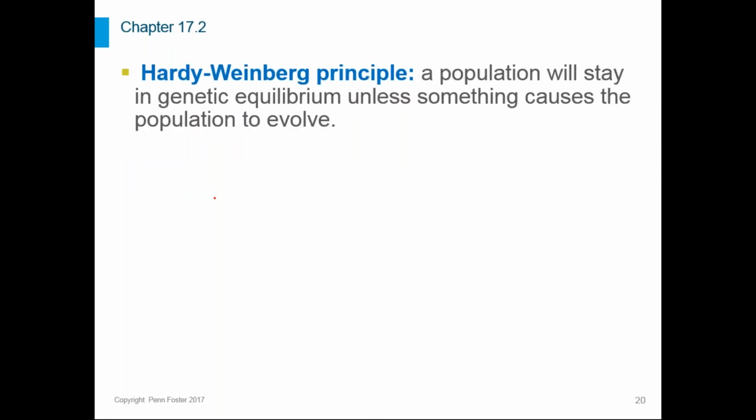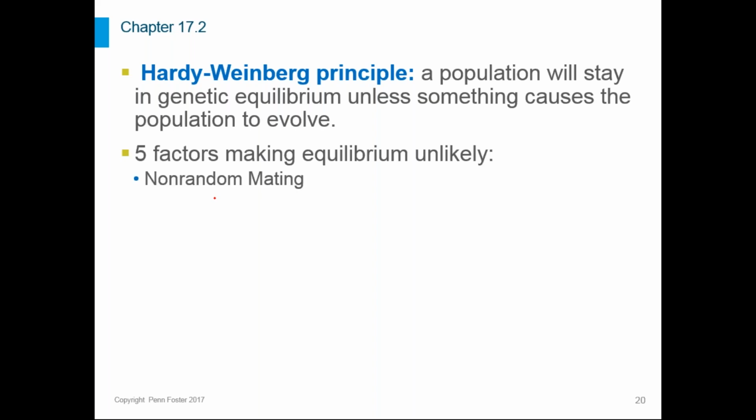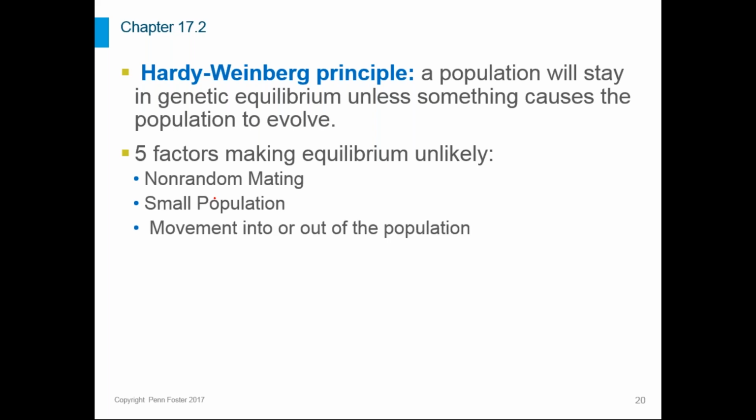And this is described by what's called the Hardy-Weinberg principle, after the two scientists that wrote it all out. This principle is that a population will stay in genetic equilibrium unless something causes the population to evolve. And here are 5 things that they would say would cause a population to change. Okay, non-random mating, small population, movement into or out of the population, mutations, and natural selection.